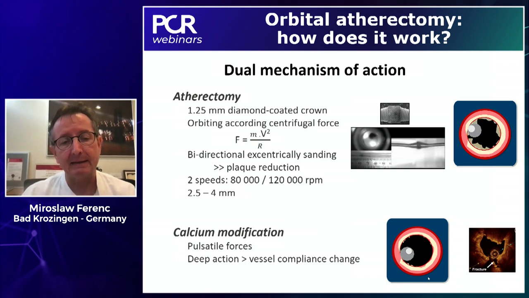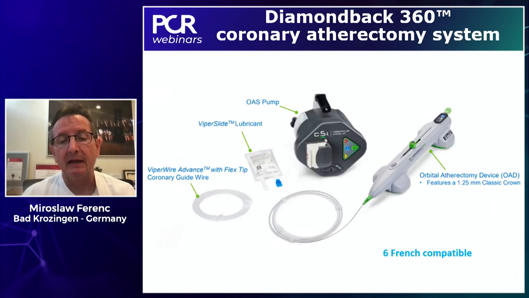Then, in the next step, you can approach even with larger balloons, and then you can perform stenting adequately. One more option, as you can see in this lower picture, is plaque modification. There is a deep action, and if you look at the OCT picture in the corner, I saw this many times in our cath lab: you make a partial fracturing of these calcific plaques, and then in the next step you can perform predilatation and stenting. And this is what you need.